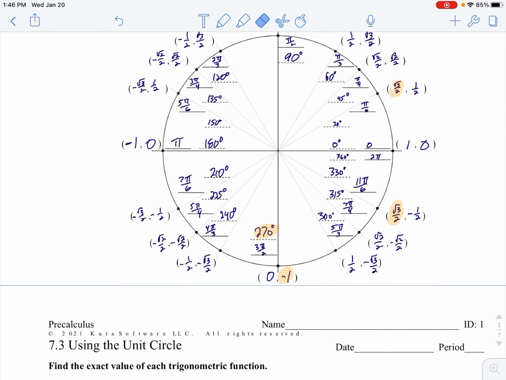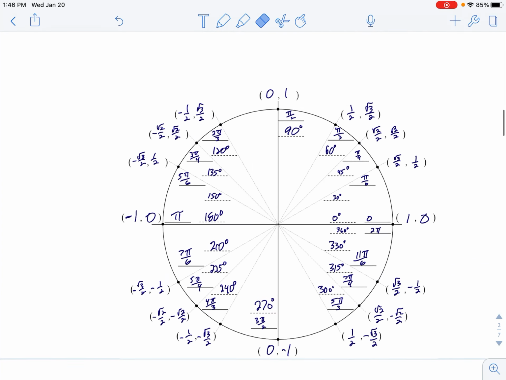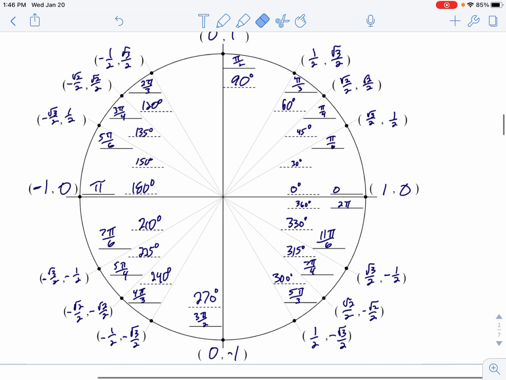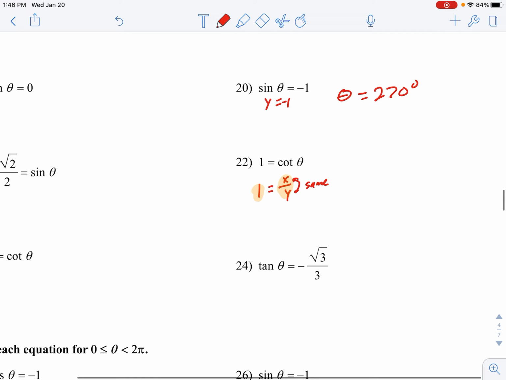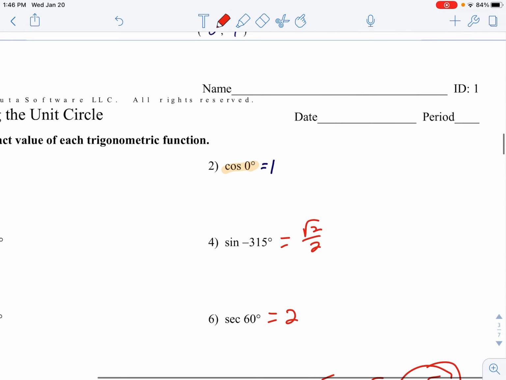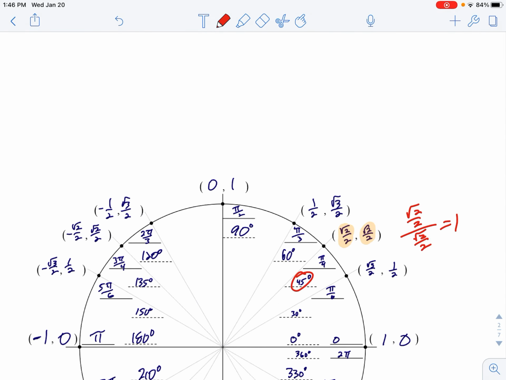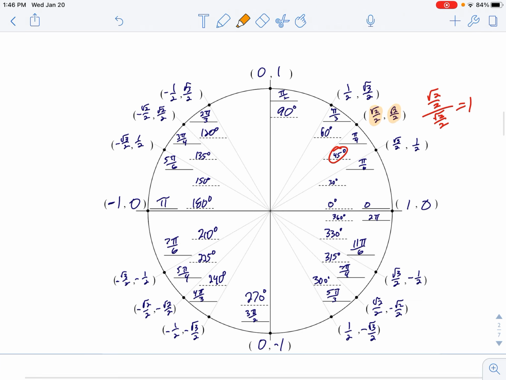So let me erase a bunch of this. All right, what coordinates on this chart have the same value? It should happen twice, right here. Square root of 2 over 2, square root of 2 over 2. If you divide those by each other, you get 1, right? So that means theta is 45 degrees. Isn't that where that happened at? 45 degrees, yep.